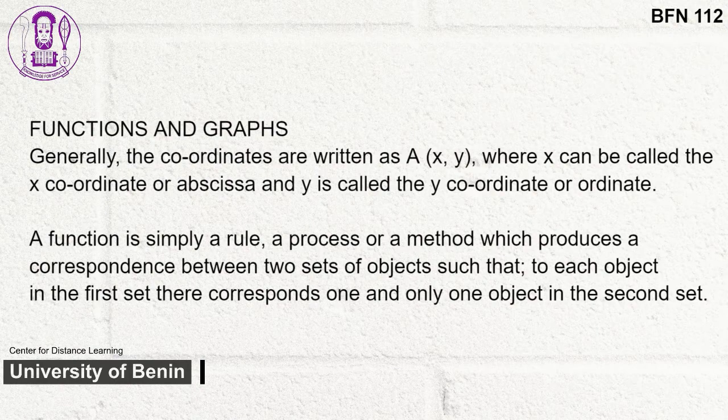Functions and graphs. Generally, the coordinates are written as (x, y), where x can be called the x-coordinate or abscissa and y is called the y-coordinate or ordinate. A function is simply a rule, a process, or a method that produces a correspondence between two sets of objects such that, to each object in the first set there corresponds one and only one object in the second set.